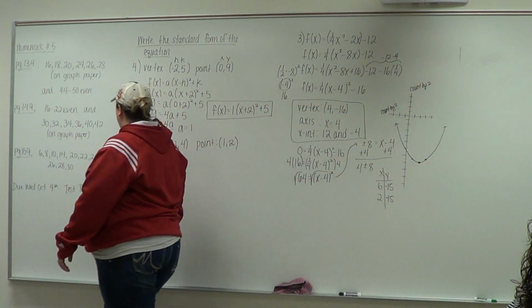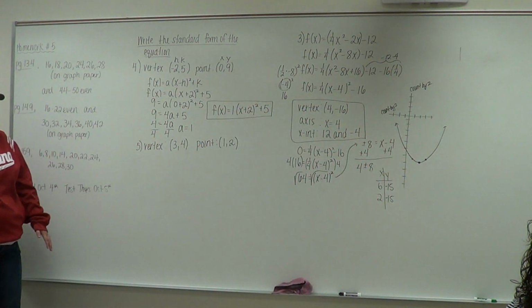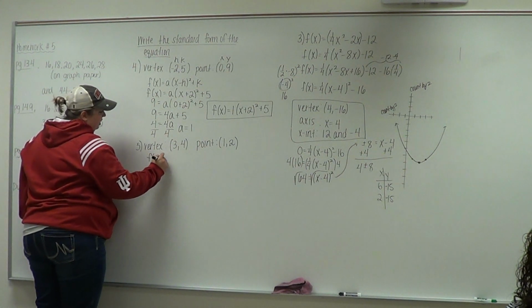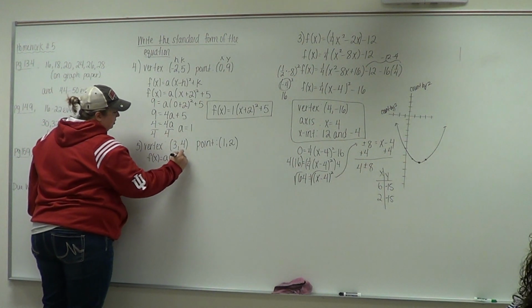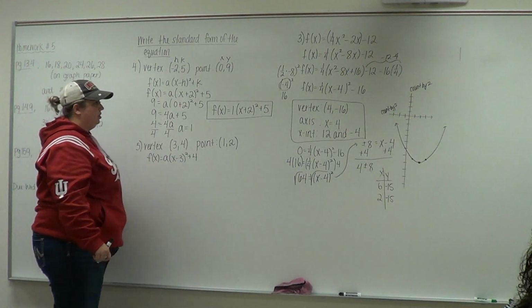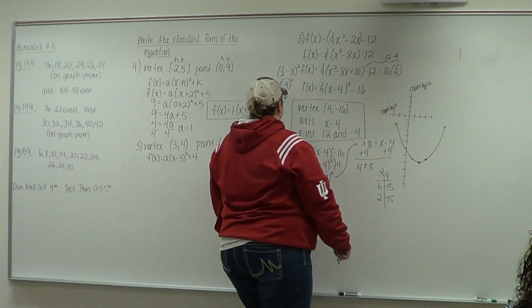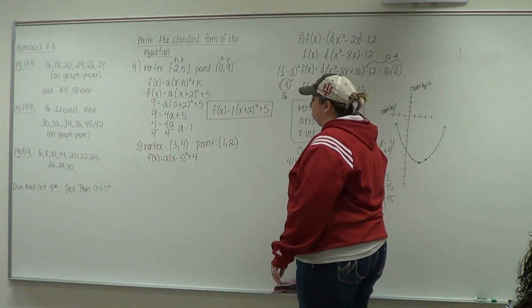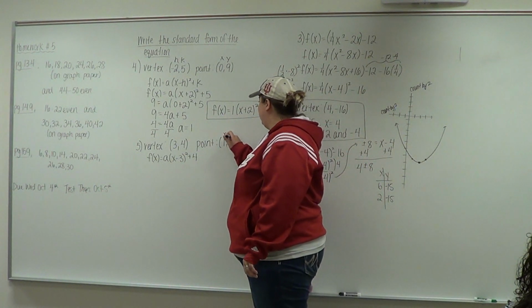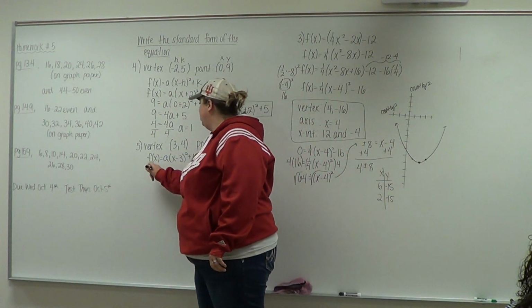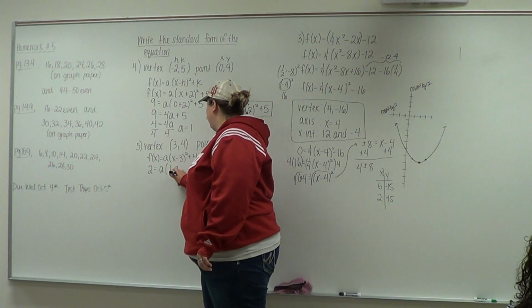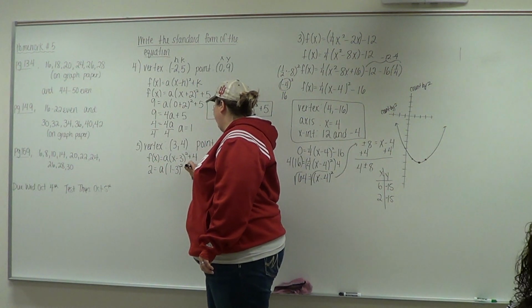Okay, so the first thing you want to do is take your vertex and plug it in for h and k. So I have f of x equals a times x minus 3 squared plus 4. And we're going to take our point, plug that in for x and y. So I have 2 equals a times 1 minus 3 squared plus 4.